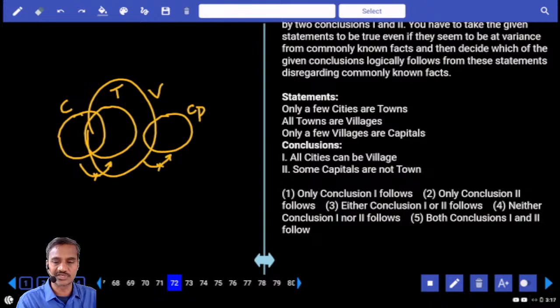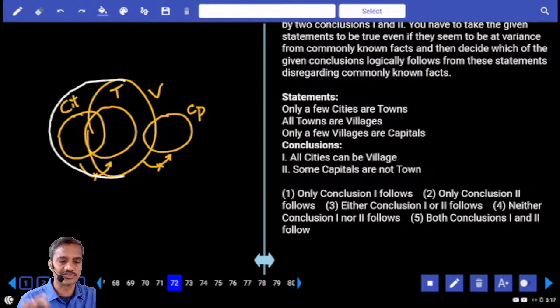Only some villages are capitals, but not all. Then next one. All cities can be villages. Now this entire city can be a part of village or not? Now what shall I do? Now city. Now I am writing in my village like this. All cities are a part of villages.